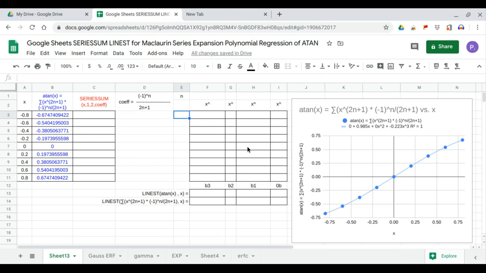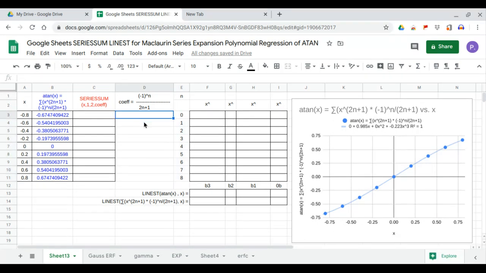In the expansion, we have here ATAN, arctangent, equals the summation of x to the power 2n plus 1 times negative 1 to the power n over 2n plus 1, which is the coefficient. So our series values of x will be raised to the power 2n plus 1, with n values from 0 to infinity. In this case, we cover up to the maximum of our data set, which is 8. So 2 times 0 plus 1, our first power is x to the 1, and so on. So it is 1 and incremented by 2.